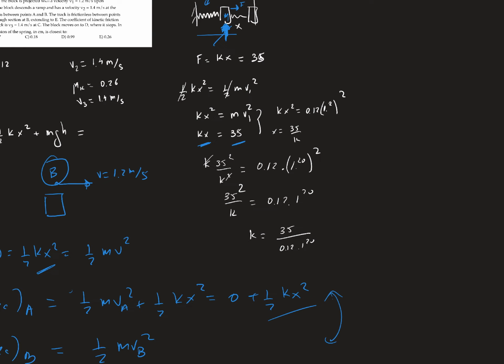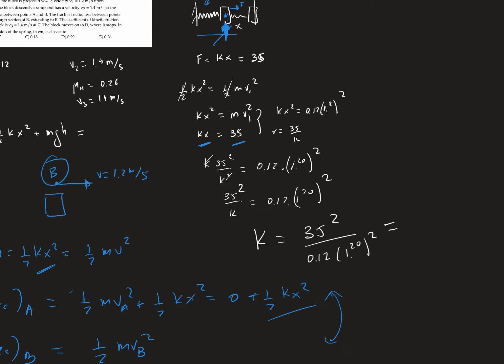Wow, so many mistakes I did. Equal 0.12 times 1.20 squared. So the k will be 35 squared, right? Why 35 squared? K times x, yeah, it's 35 squared. The k will be 35 squared divided by 0.12 times 1.20 squared. So, can you do this calculation, Meyer?